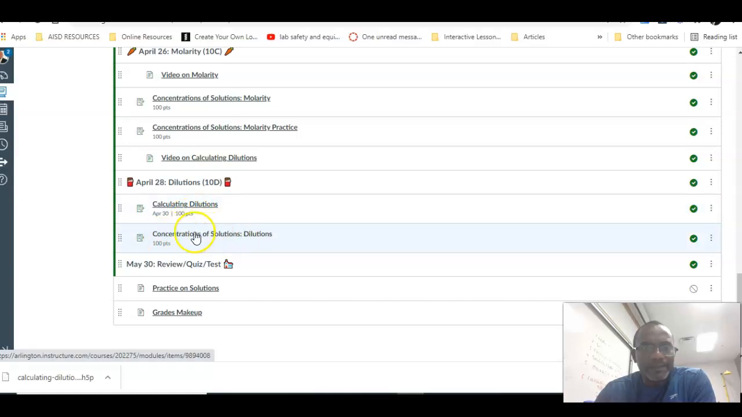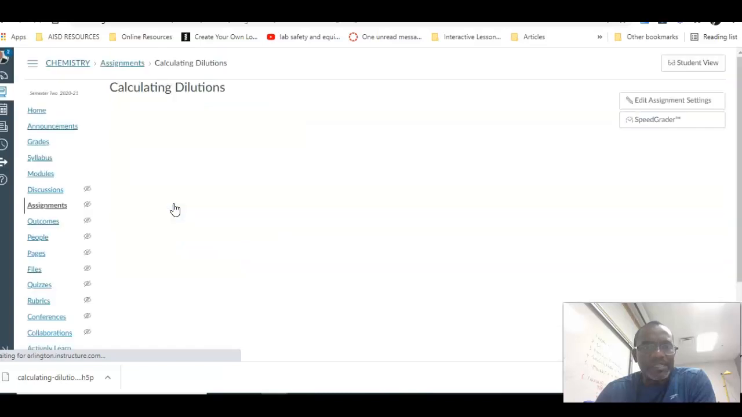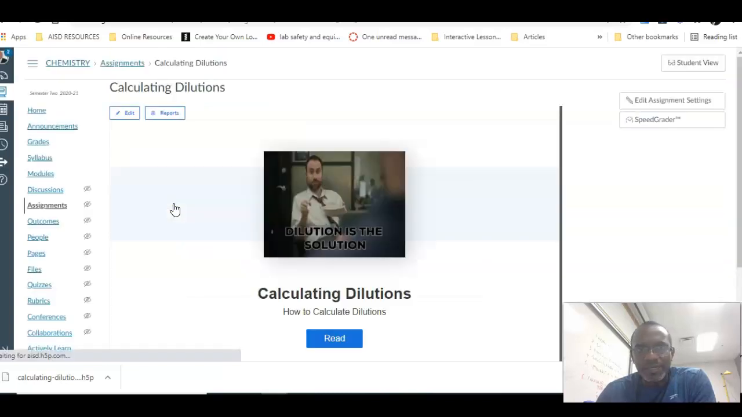Now, this is a PhET simulation. However, the main lesson I'm going to go over is this first one, calculating dilutions. I'm going to click on it. Now it's going to take you to the screen for the activity, how to calculate dilutions of solutions.